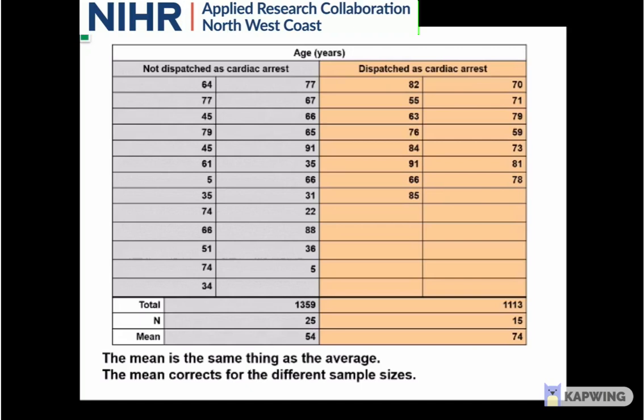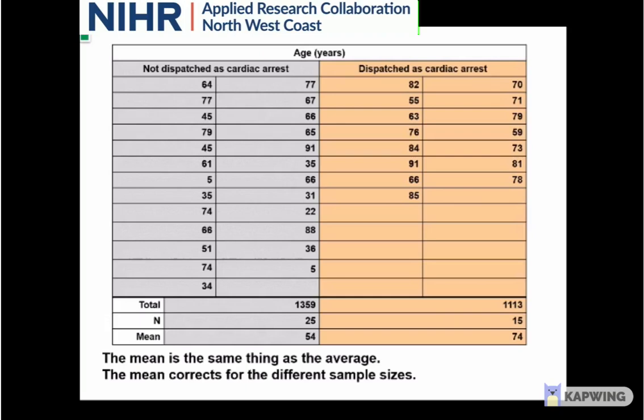Is it 25 and I think 15? So I think we've got 25 not dispatched as cardiac arrest, but we've got 15 dispatched as cardiac arrest. But the good thing about something like the mean or another average is it accounts for that. So we've got no worries about whether one group is bigger than the other. And to work out our mean, what we do is we add up all of our individual values, and then we divide by how many values we have.